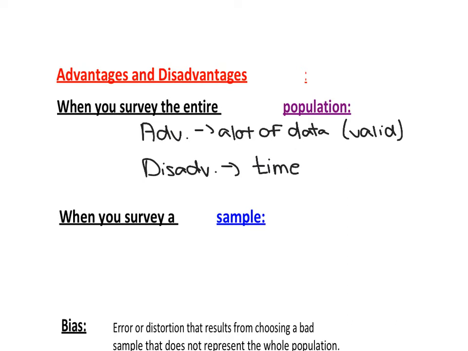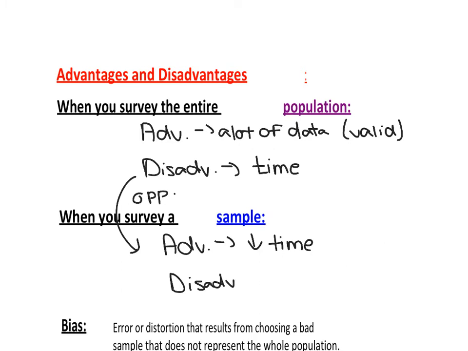Now, when you survey a sample, it essentially has the opposite effect. So the advantage is a decrease in time, but the disadvantage is the validity of your data, right? Because again, you're only using a certain proportion.